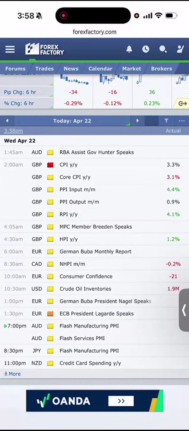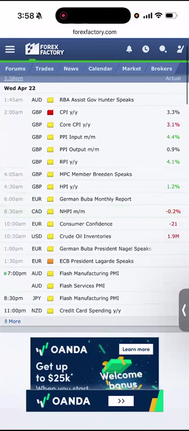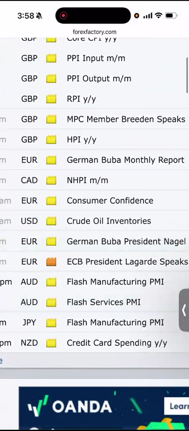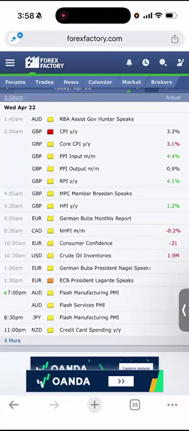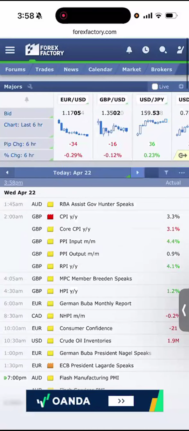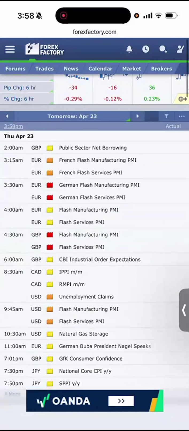When you see yellow, that one is low impact news. When you see orange, like this euro, this euro is mid impact. So most times people look more at the red impact news, the red folder. For tomorrow, we have four reds, which are going to be affecting the euro pair and the GBP pair. This will help you to know when to stay away from the market as a newbie, or just know how to manage your trade, basically.